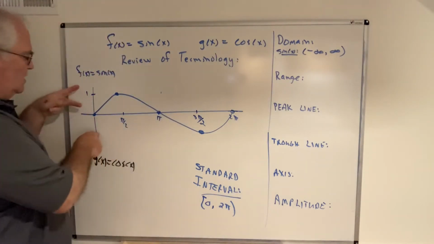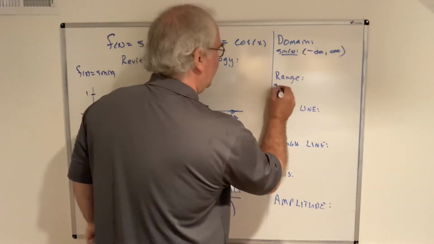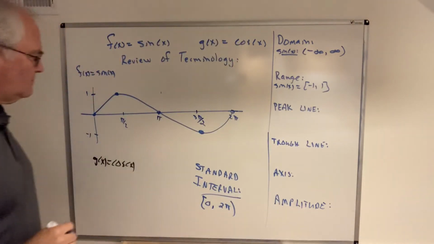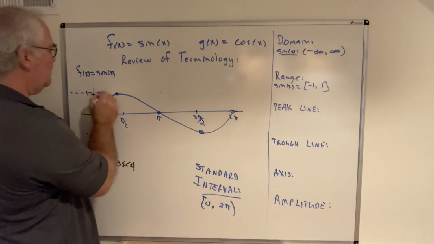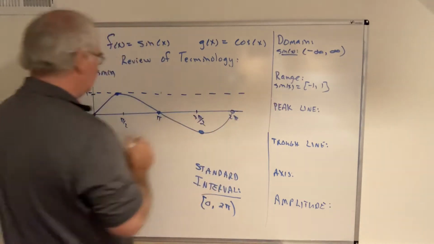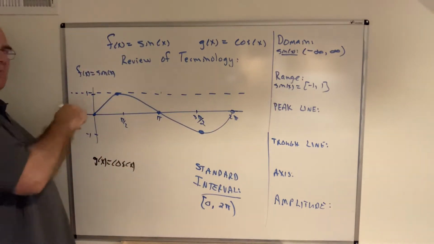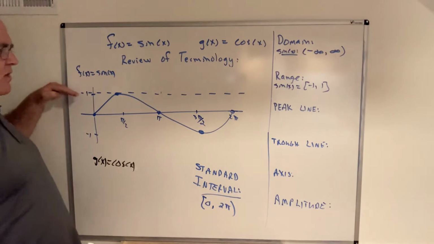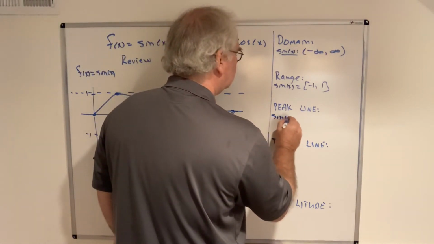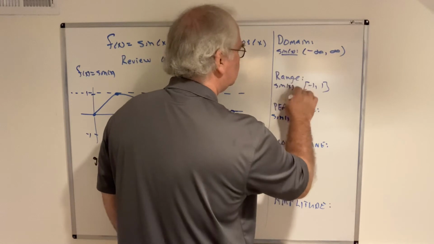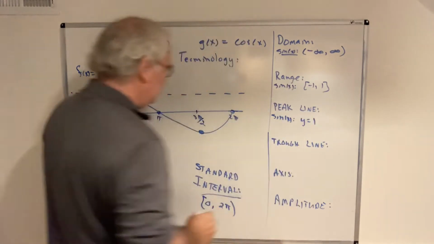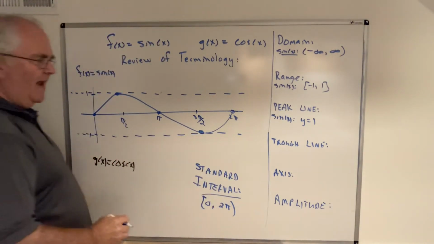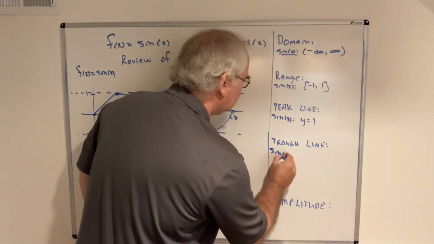The range is the part of the y-axis we use. The range of sine of x is from -1 to 1. The peak line, if we had more peaks, we could draw the line through them. The peak line, is it clear? Remember, the graph of a horizontal line is y equals that number. So this is the line y equals 1. And the trough line is the line y equals -1.